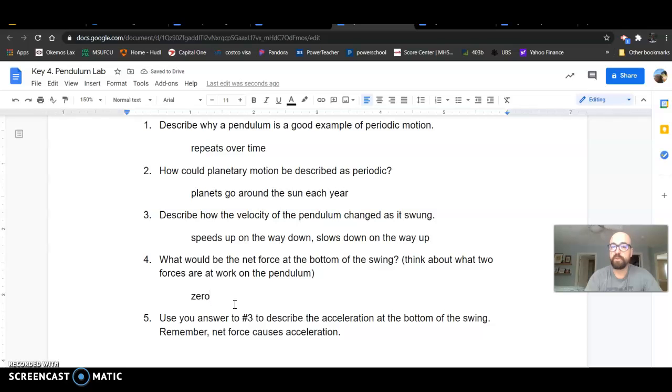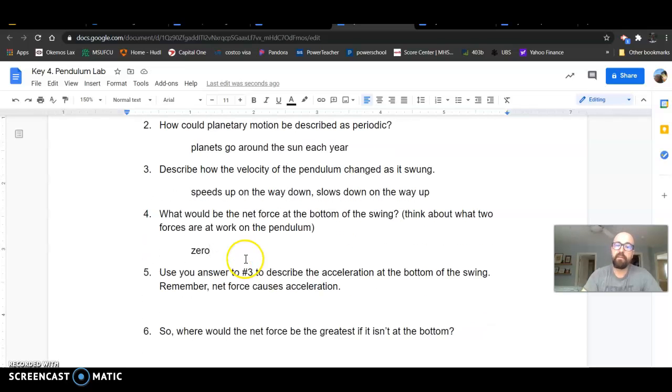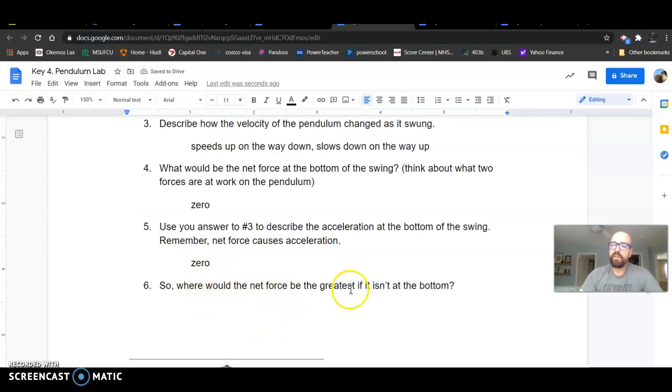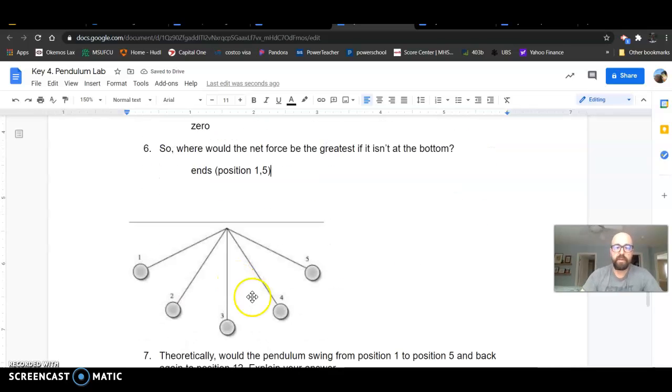Those two forces would cancel each other out, and by this point in the year, you know net force causes acceleration. So if the net force is 0, then the acceleration at the bottom of the swing must be 0. If the net force is 0 at the bottom, where's it going to be the greatest? That's at the two ends, or you could think about it as position 1 and 5 from that picture we looked at in the pre-lab questions, or right here at 1 and 5.